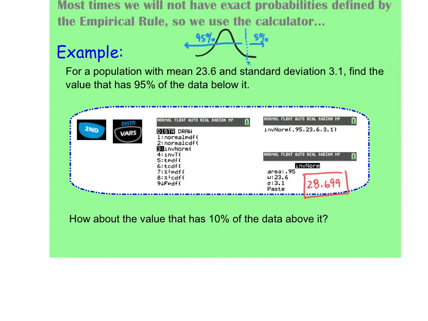And so what does this mean? Well, find the value that has 95% of the data below it. Well, the value would be 28.699.